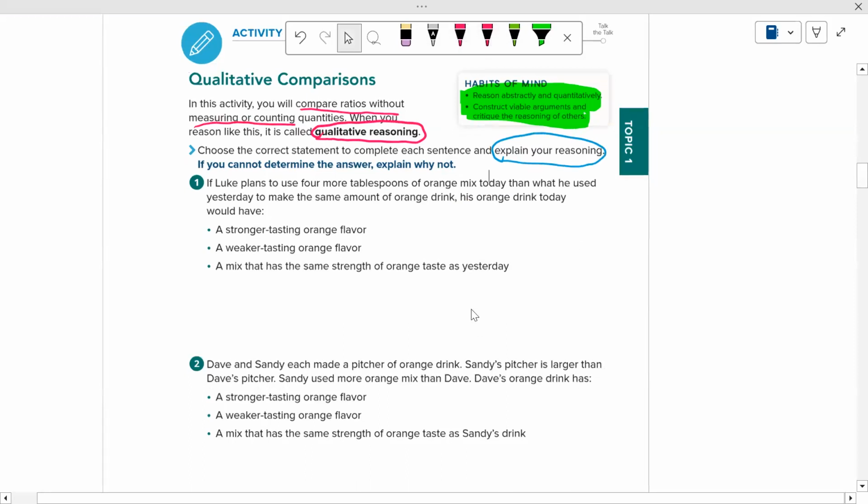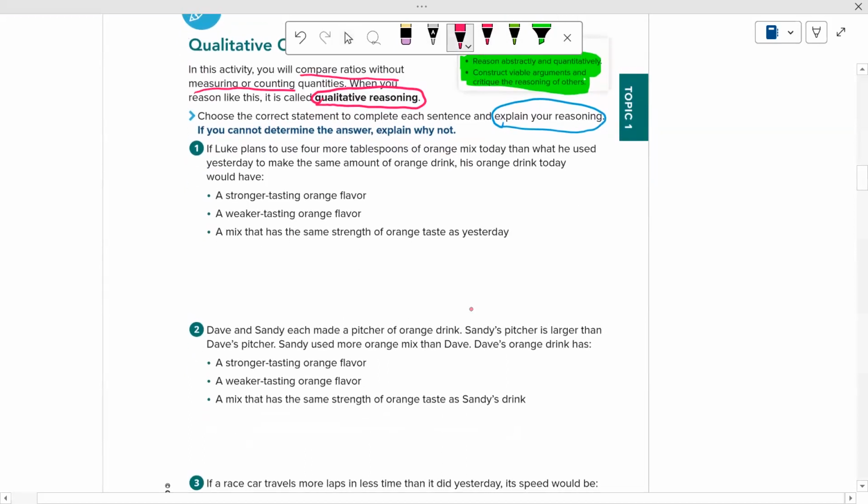Okay, so let's look at Luke. Luke plans to use 4 more tablespoons of orange mix today than what he used yesterday to make the same amount of orange drink. His orange drink today would have a stronger tasting orange flavor, a weaker tasting orange flavor, or a mix that has the same strength. Okay, well, let's look again. He's adding 4 more tablespoons of what he used than yesterday. So it would have a stronger tasting flavor. You can check mark it, you can circle it, you can put a star by it, whatever floats your boat. Why? Well, why would it have a stronger tasting flavor?